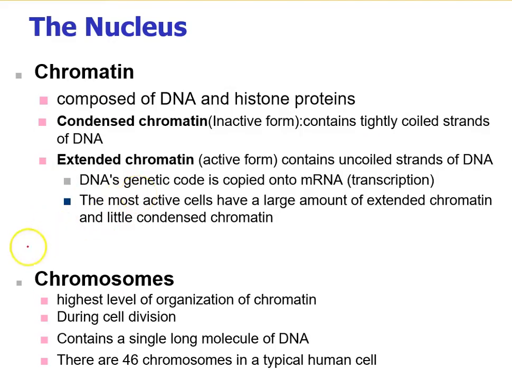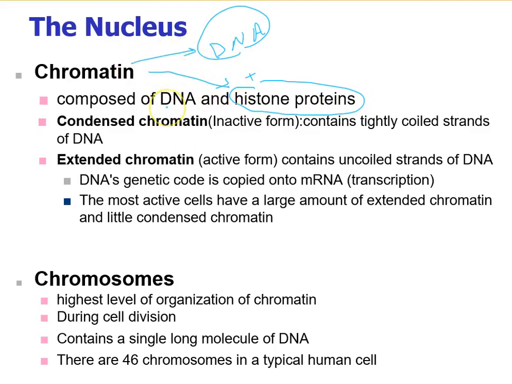Next, let's go over the genetic material of the nucleus, which can be called chromatin or chromosome. Chromatin is the cell's genetic material. It's made up of DNA, which carries the cell's genetic instructions. In a cell, DNA does not usually exist by itself, but instead associates with specialized proteins that organize it and give it structure. These proteins are called histone proteins. So that simply means chromatin is composed of DNA and histone proteins.